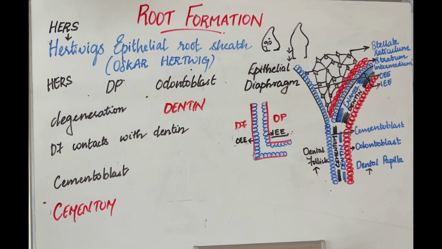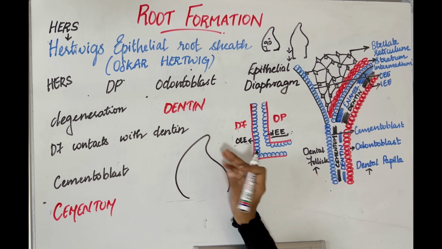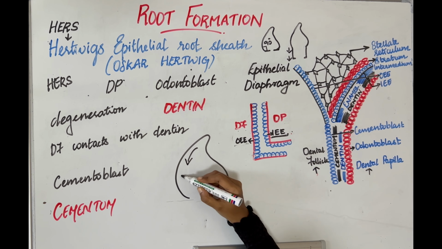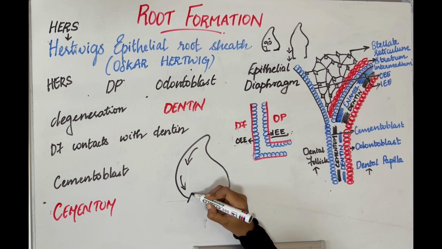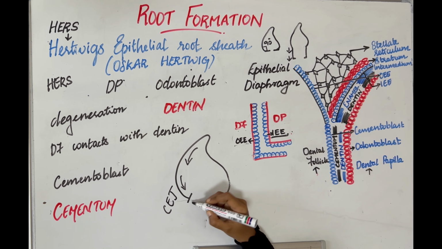In this video, we'll be seeing about root formation. Root formation begins towards the end of the advanced bell stage. It begins once the enamel and dentin formation in the crown region has reached cervically to the future cementoenamel junction. That is the point where cementum and enamel meet.